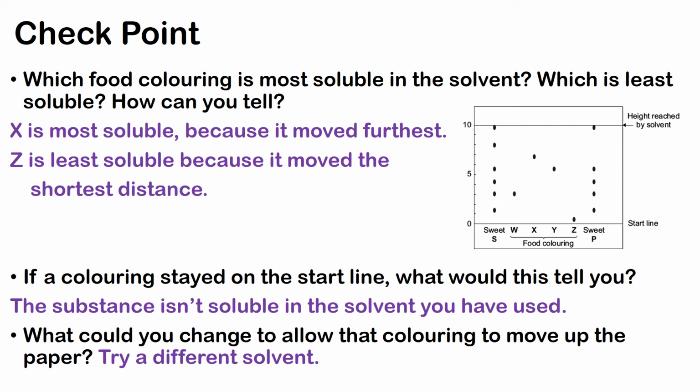Question number 2, if a colorant stayed on the start line, what would that tell you? Well, if it stayed on the start line, let's think about what we said before about the 2 factors that determine how far a spot travels. If it stayed on the start line, then it must be because it's not soluble in the solvent that you've used. So if that's the case, then it won't get dissolved in that solvent and it won't move up the paper at all. And then question number 3, what could you change to allow that colorant to move up the paper? Well, you would try a different solvent. So it'll be soluble in something, so choose a different solvent and run the whole chromatography from the start again, but with that different solvent.